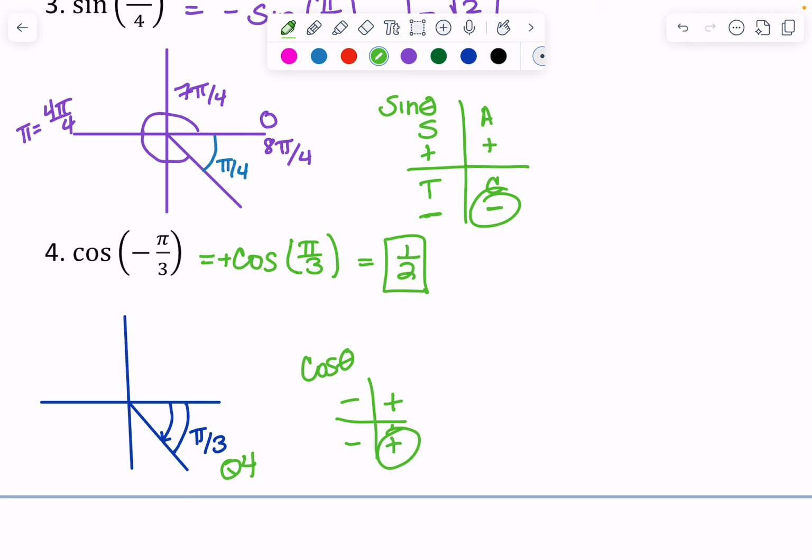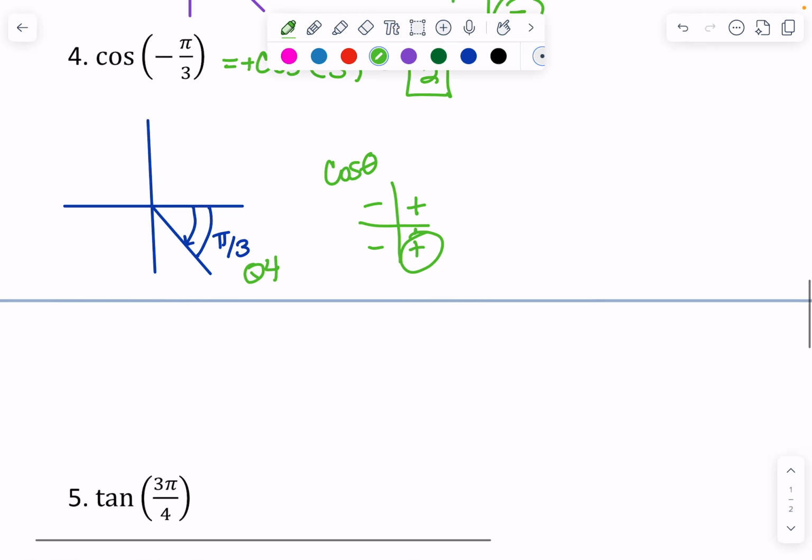If you want to put a plus sign in front of there, feel welcome to. All right, let's do a couple more.